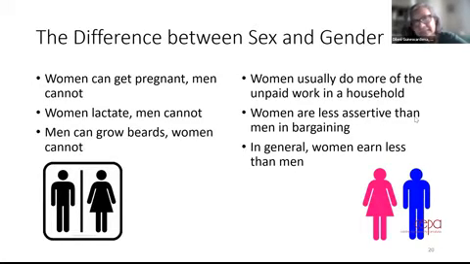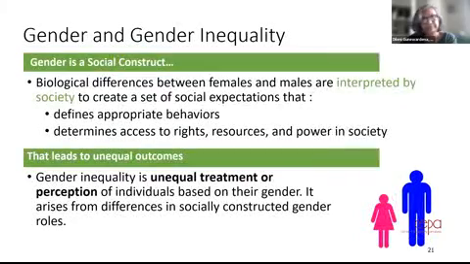Women are less assertive than men in bargaining. That's not biologically determined. That's a gender thing. In general, women earn less than men. That is a gender thing as well. So there are many stereotypes that abound, that assume that something arises out of biology, but it's really a social stereotype.